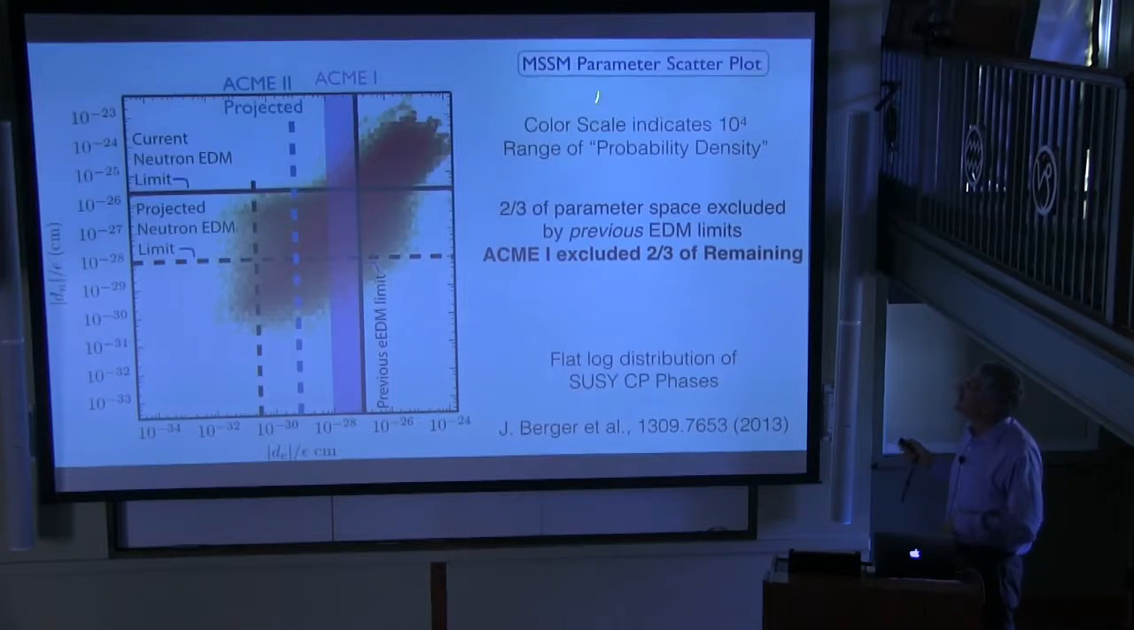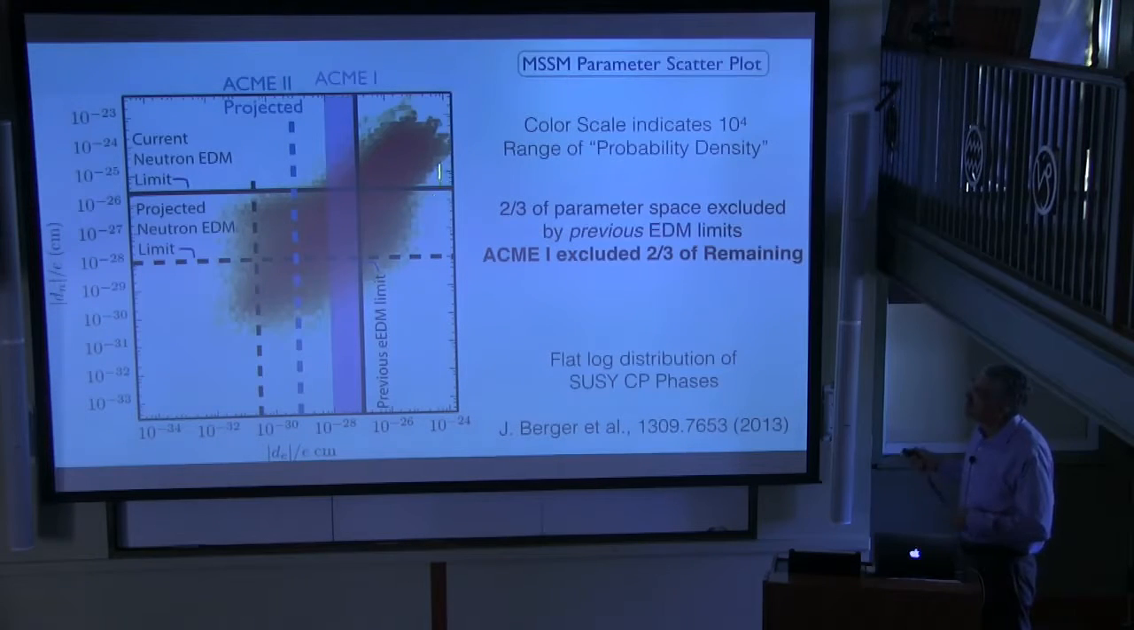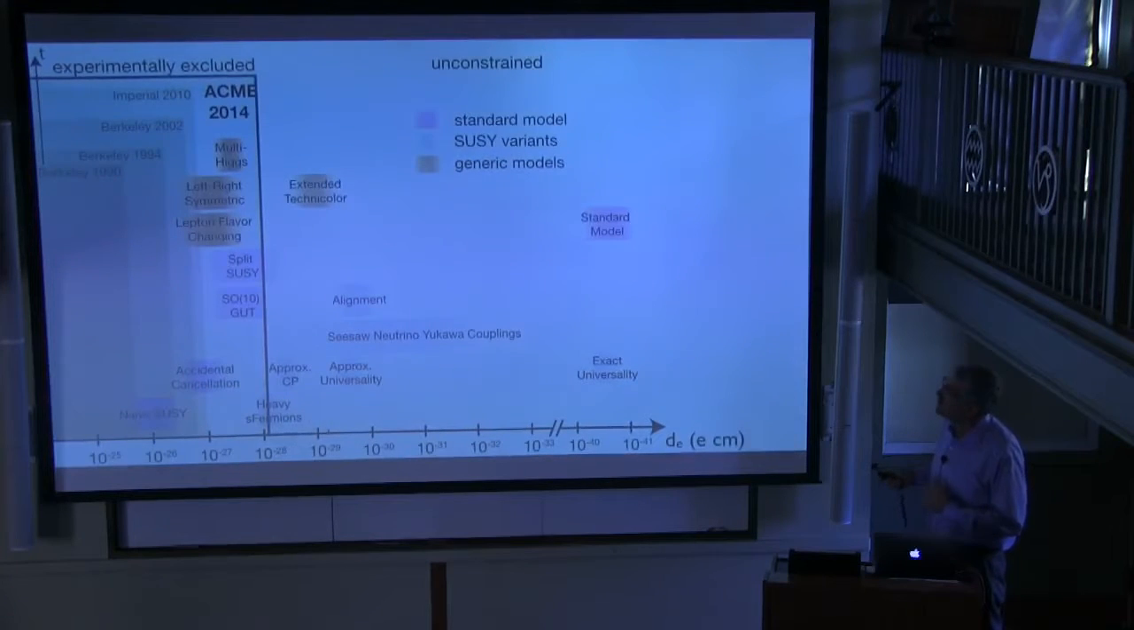Another way of looking at this: one can come up with a minimal supersymmetric model and essentially vary parameters in these models and come up with a statistical distribution of nuclear EDMs and electron EDMs that would come out of supersymmetry. That's what these dots are. Where it's very, very dark, that's where there's lots of models that would give this prediction. Where it's lighter and lighter, there's fewer models. And what we have done with ACME-1 was to eliminate this part of phase space in this supersymmetric model space. So two-thirds of the parameter space for simple supersymmetry was excluded by previous EDM limits. ACME-1 excluded two-thirds of the remaining space. So it's getting very, very tight for supersymmetry. So here it is, a little bit different.